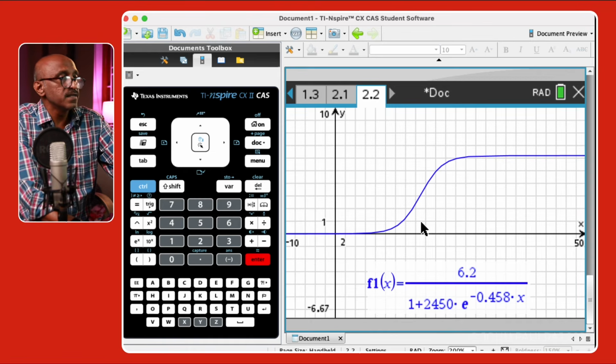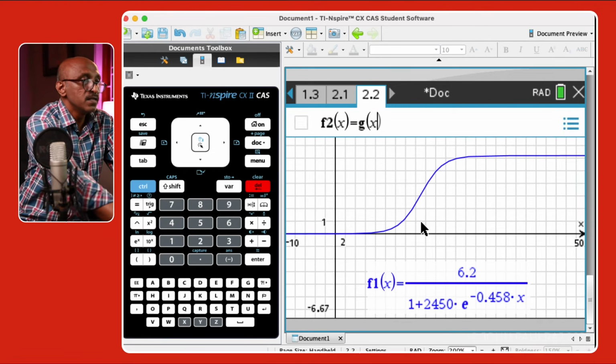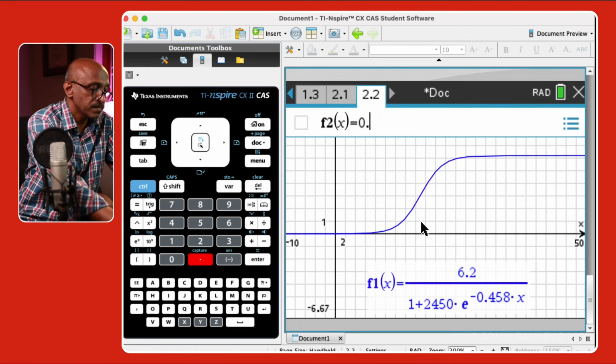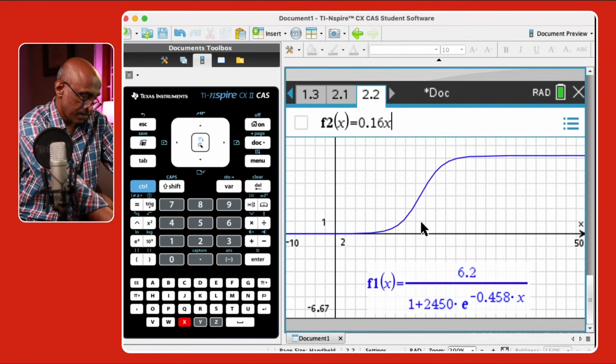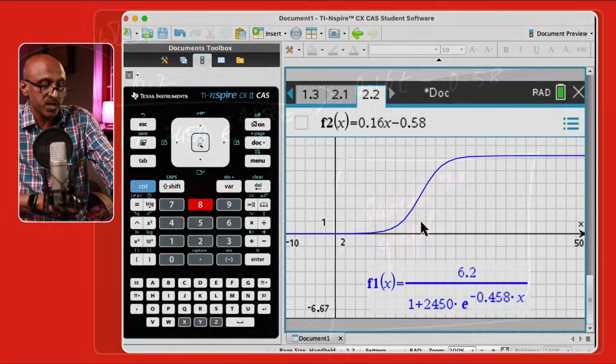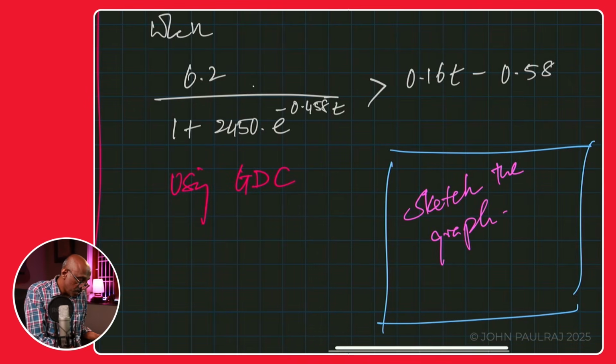All right, now the next graph we will call not G, but we can change that to this one, okay? 0.16X minus 0.58. So you can see what I'm doing, okay? Basically, I've entered the exact expression, but in place of T, I've entered it as X, okay? The same thing that's there.